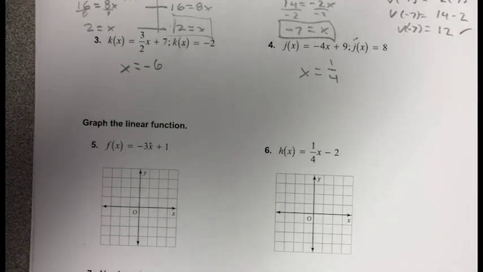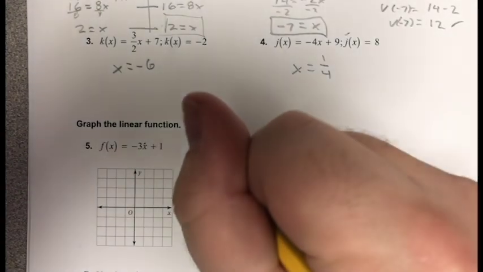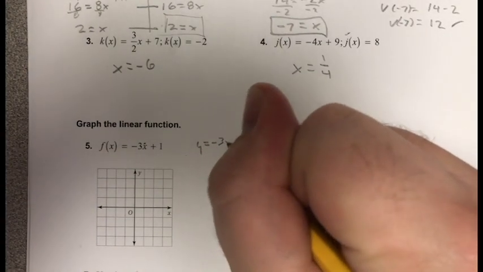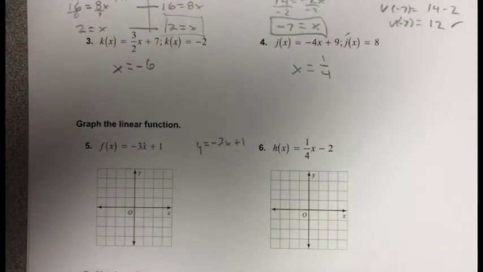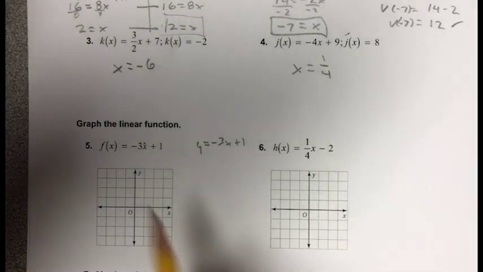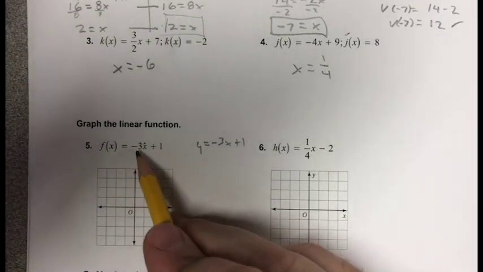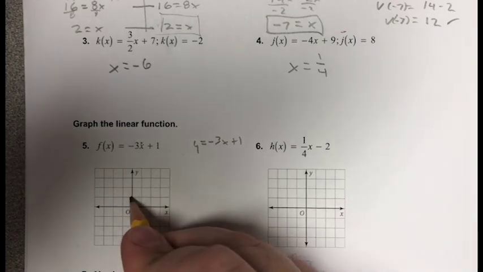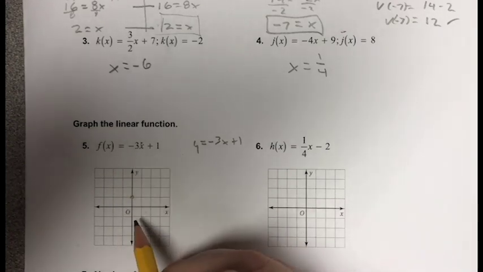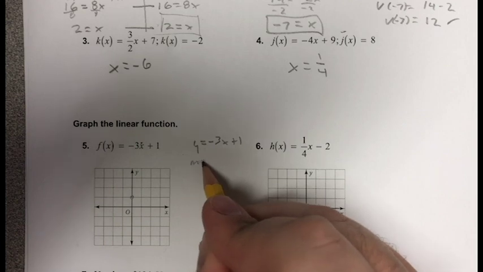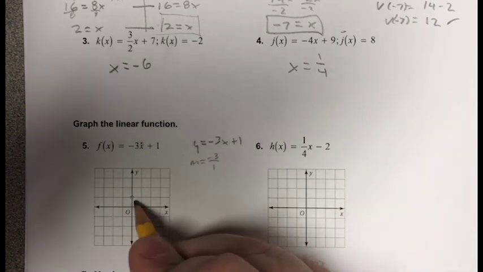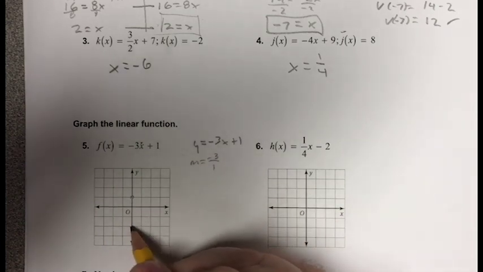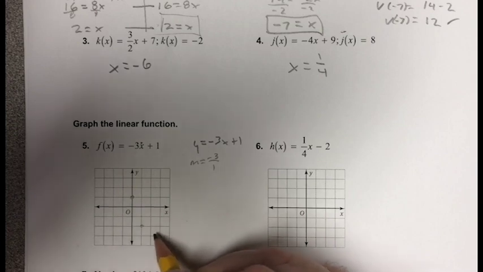It says graph the linear function. Hey, guess what? This is the same thing as graphing y equals negative 3x plus 1. We treat it the same way. So we know, according to this, that my y-intercept happens to be at 1, and that I have a slope of negative 3, meaning that my slope is negative 3 over positive 1. So I'm going to go down 1, 2, 3, and to my right 1.